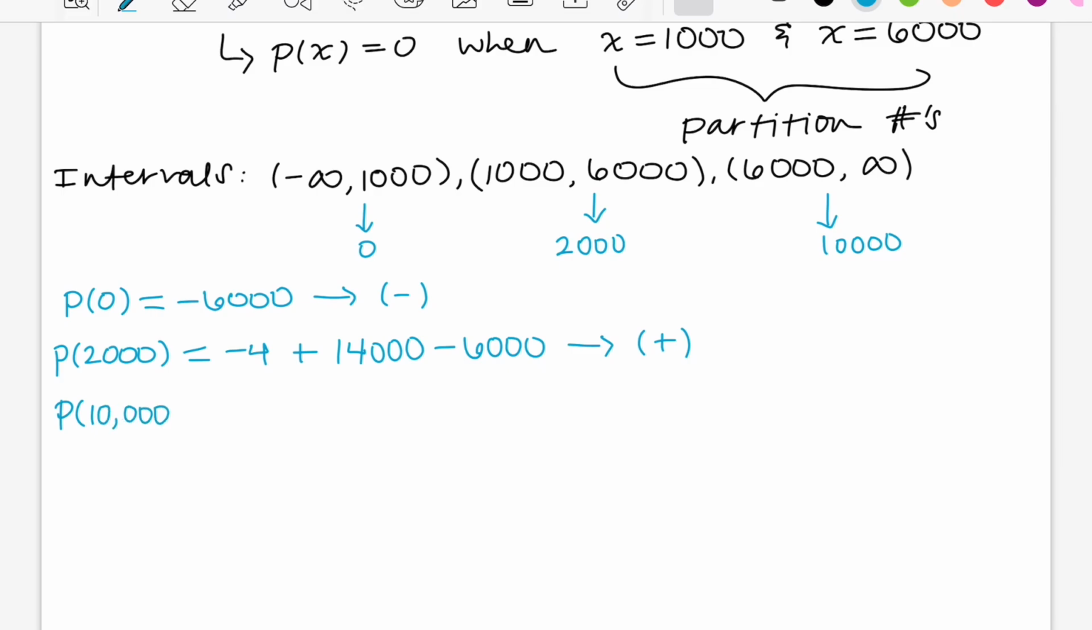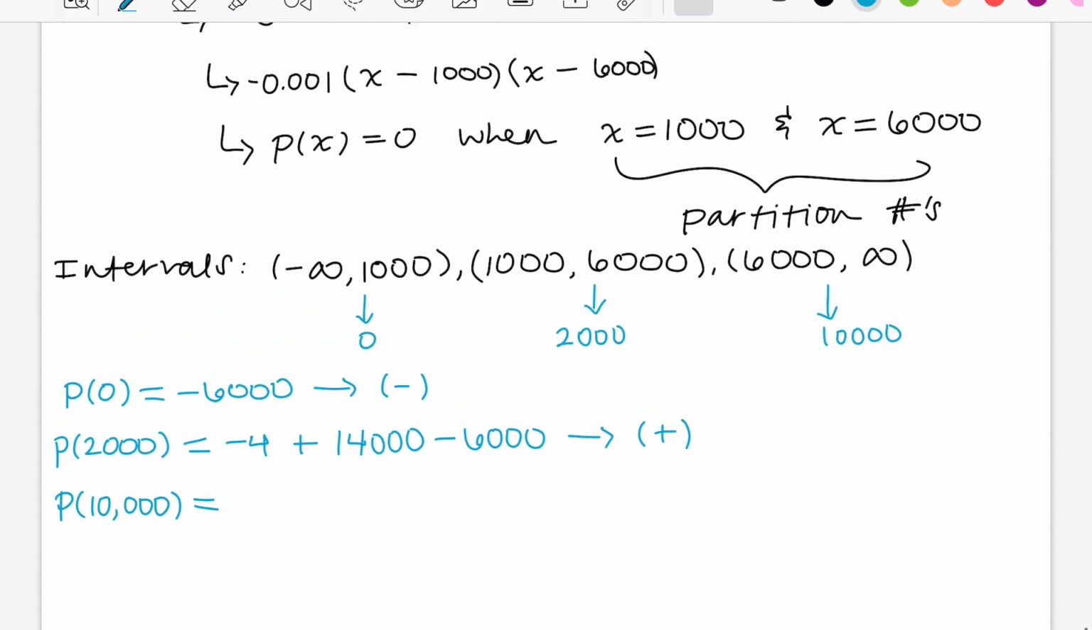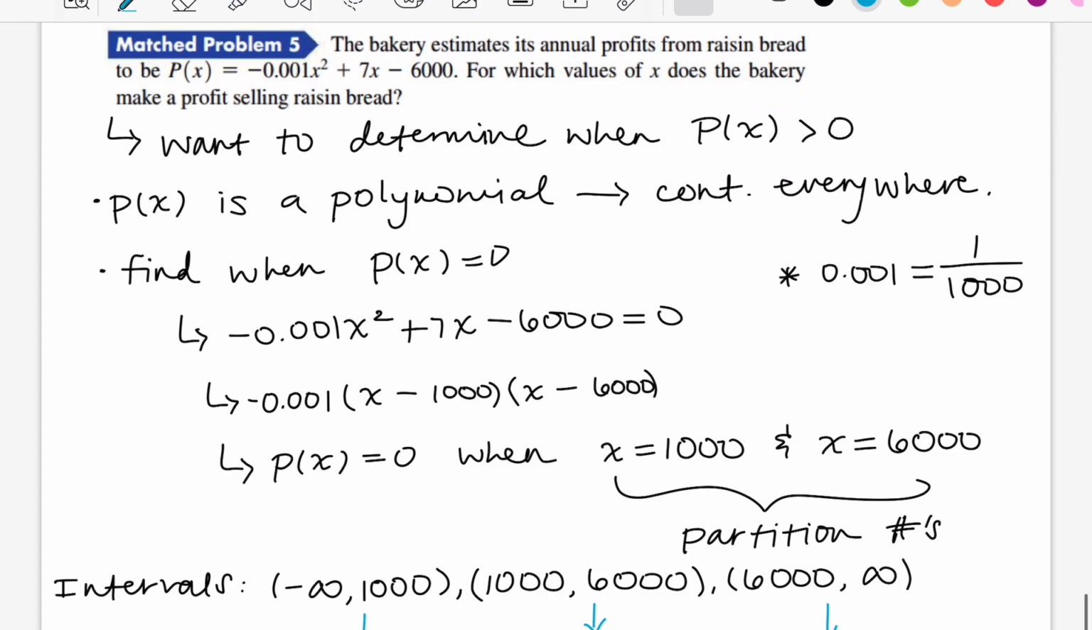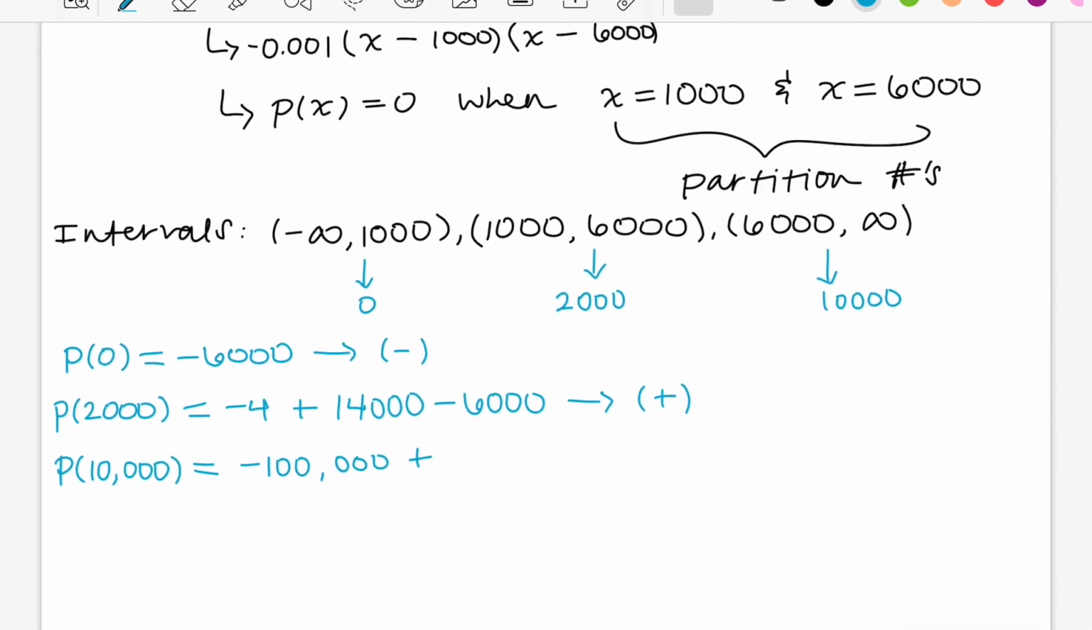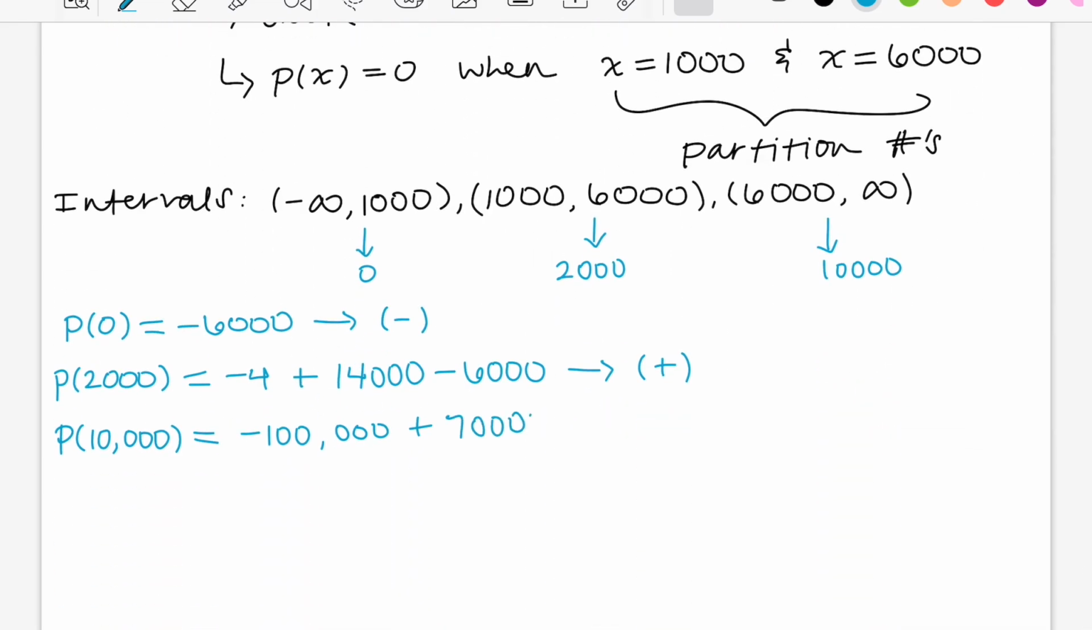And then lastly, we'll look at 10,000. Plugging that in, we get 10,000 squared times negative 0.01. So this will be negative 100,000. Then we have 7 times 10,000, 70,000, minus 6,000. And again, we have negative 100,000 plus 70,000. That's still going to be a negative number. And then we're taking away even more, so this will still be a negative number.